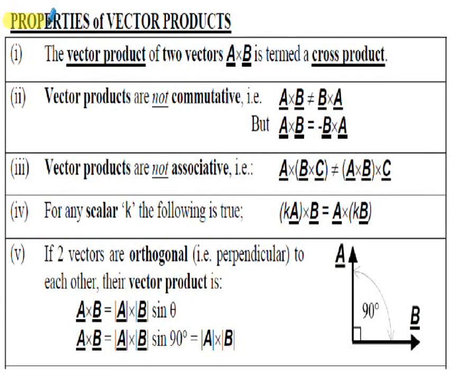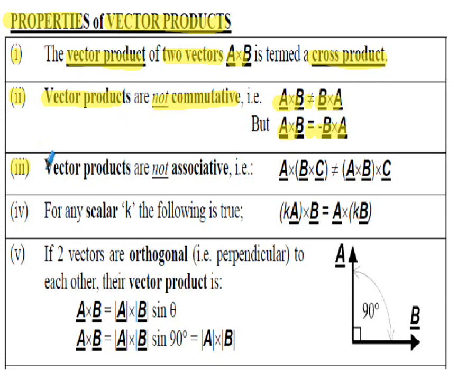Let's review some properties of vector products. Property 1. The vector product of two vectors, A cross B, is termed a cross product. Property 2. Vector products are not commutative. In other words, vector A cross with vector B does not equal vector B cross with vector A. A cross B is equal to minus B cross A.